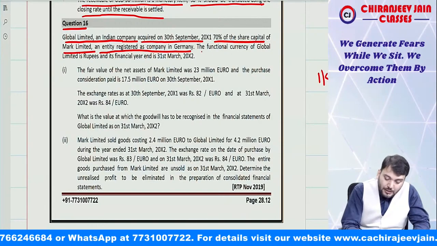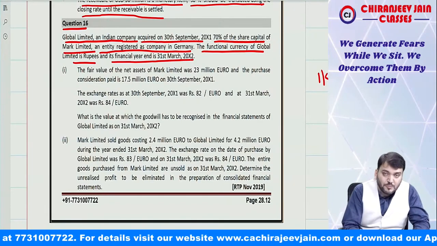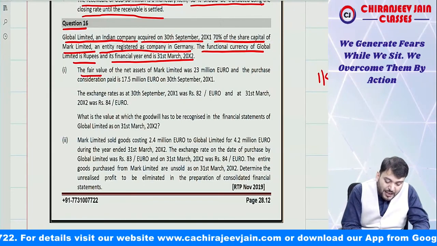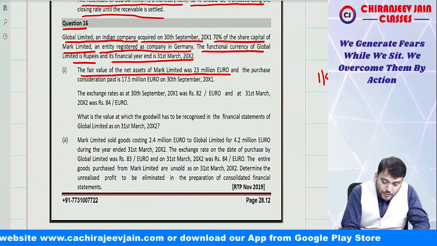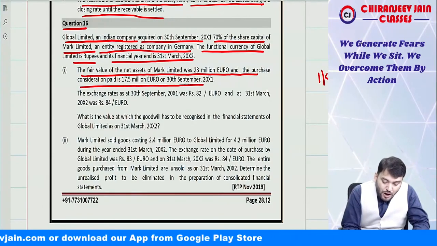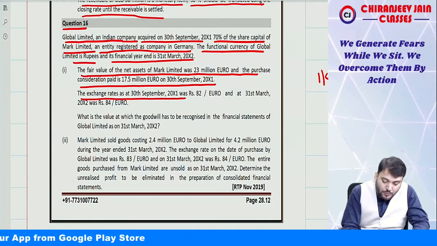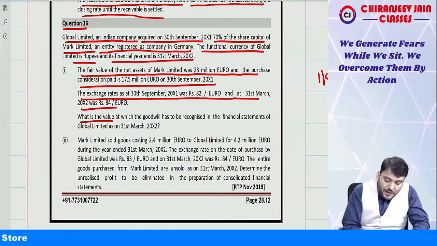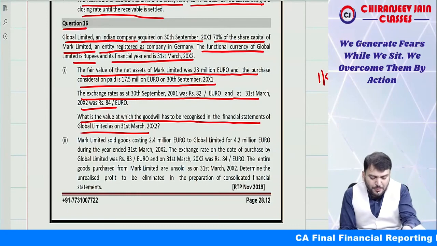The functional currency of Global Limited is rupees and its financial year end is 31st March 2002. The fair value of the net asset of Mark Limited was 23 million euro and the purchase consideration paid was 17.5 million euro on 30th September 2001. The exchange rate as on 30th September 2001 was 82 and on 31st March 2002 was 84. What is the value at which goodwill has to be recognized in the financial statement of Global Limited on 31st March 2002? I hope you have understood what I am saying.